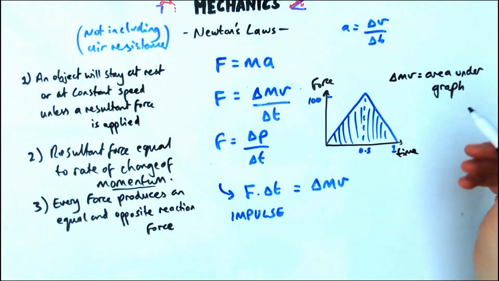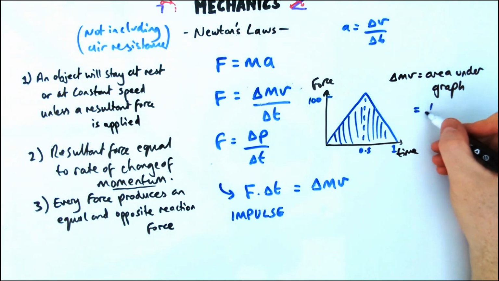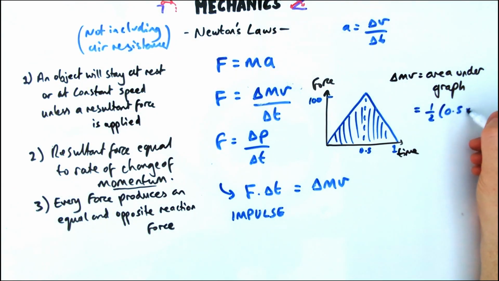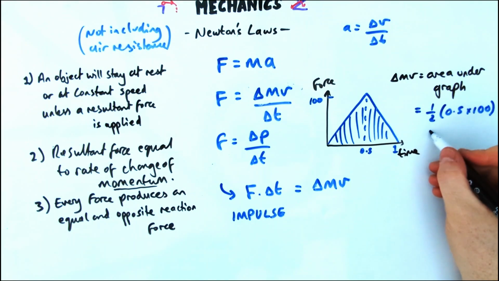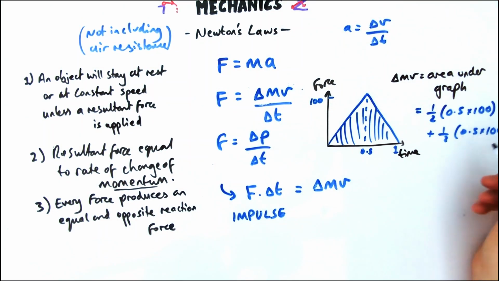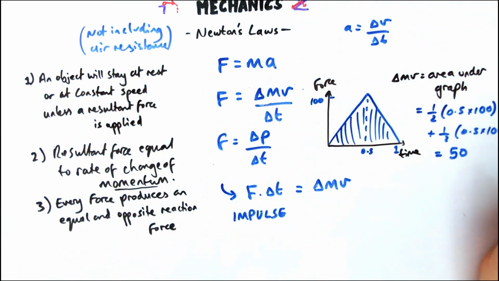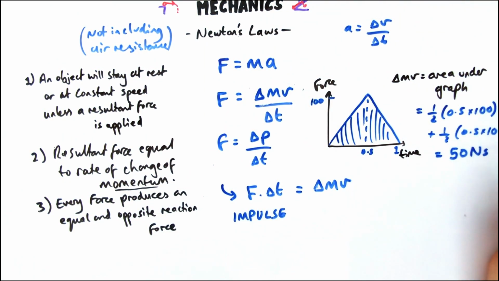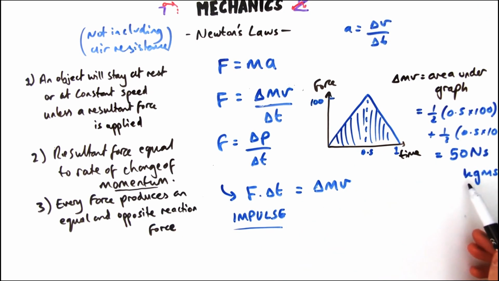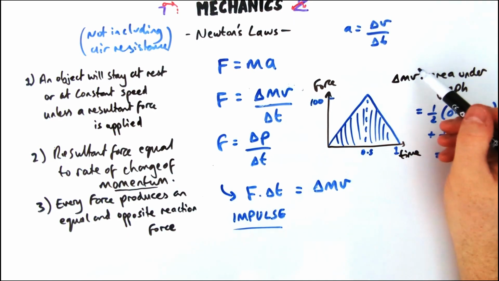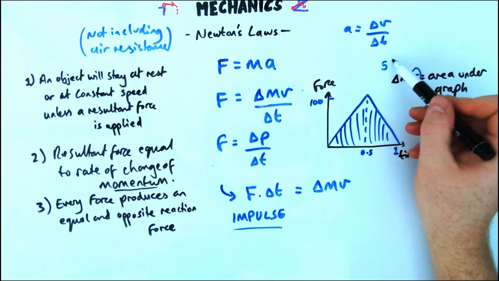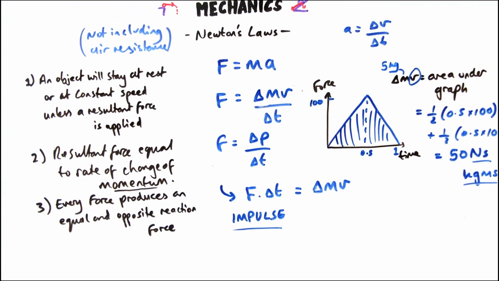So if I add some numbers here, I can work out the area under this graph, because the area of a triangle is half base times height, which in this case is going to give me 50 newton seconds, or 50 kilogram meters per second, though both those values are the impulse. If I was also asked to find the velocity, let's say they give me the mass is 5 kilograms, I could do that as well, because I know delta mv is 50, I just divide by 5 to find the velocity is 10.